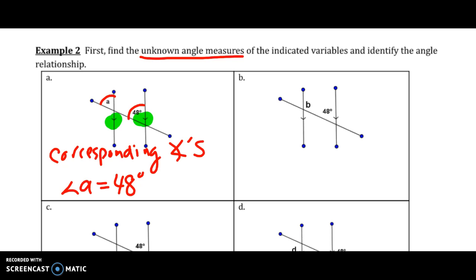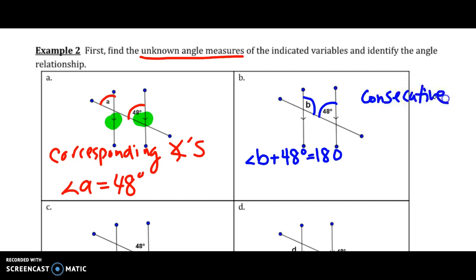In example B, we're still given that the lines are parallel. These angles are on the same side of the transversal, and they are inside of the intersected lines, or the parallel lines. So we know that angle B plus 48 degrees equals 180. These are consecutive interior angles. So angle B will equal 132 degrees.